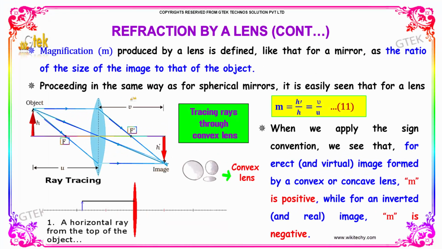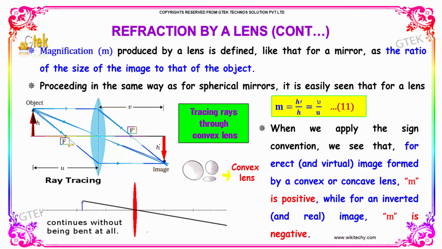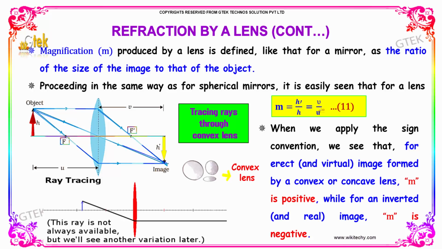The magnification, indicated as m, produced by the lens is defined like that for a mirror, as the ratio of the size of the image to that of the object. Proceeding in the same way as for spherical mirrors, it is easily seen that for a lens we have m equal to h dash divided by h, which is equal to v by u.